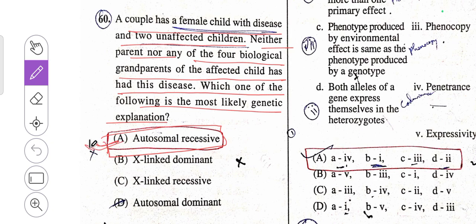So in autosomal recessive, you will study cystic fibrosis and sickle cell anemia. These are the diseases where the biological grandparents are unaffected, but the children are affected. So that will be called autosomal recessive. So A is the right answer for this question.